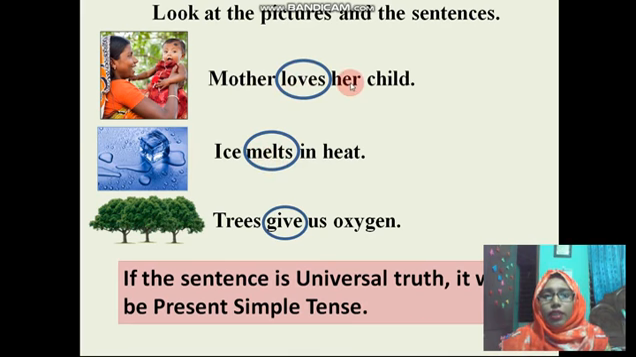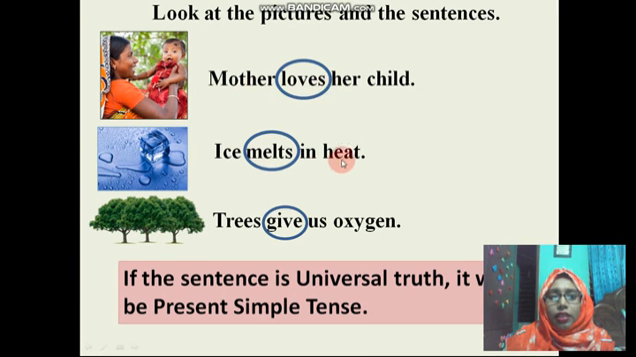Here see, mother loves her child. Mother is a third person singular number. That's why you have to use s or es with the main verb. In present simple tense, we use present form of verbs. We know there are three types of verbs: present form, past form, and past participle. In present simple tense, we use present form of verbs. Here, love is a present form of verb and the subject is third person singular number. That's why we use s.